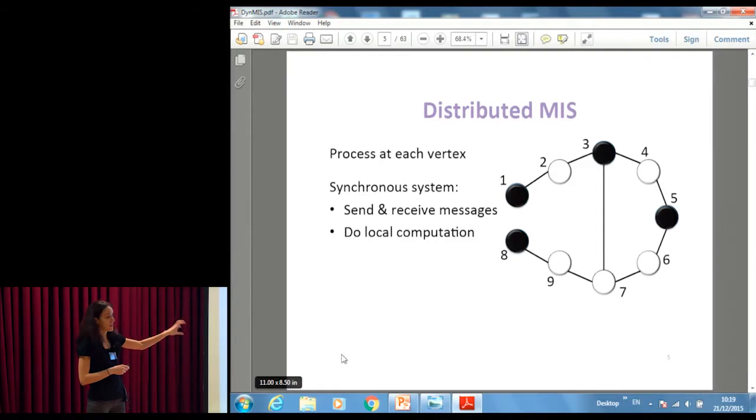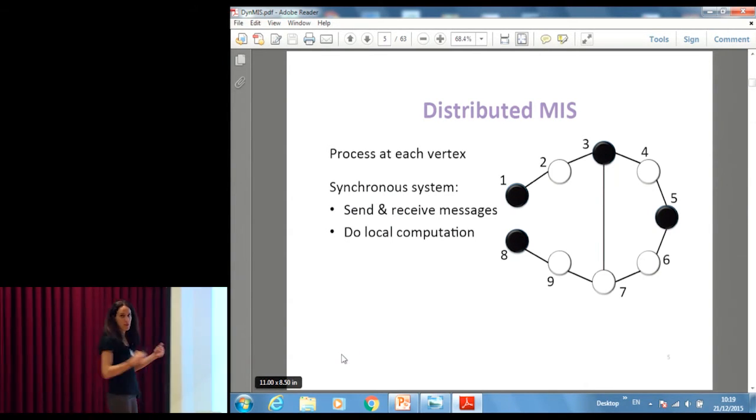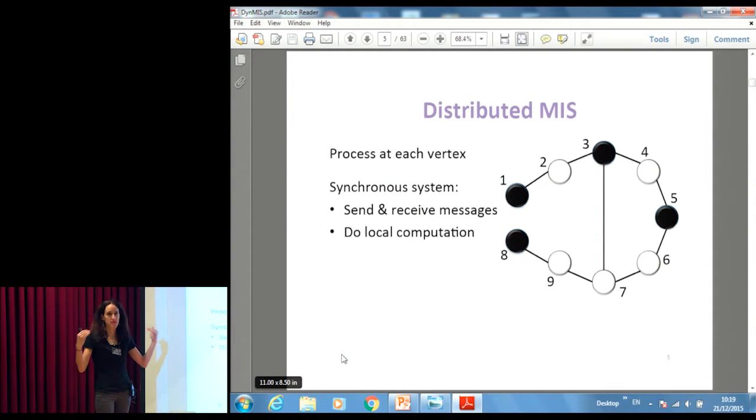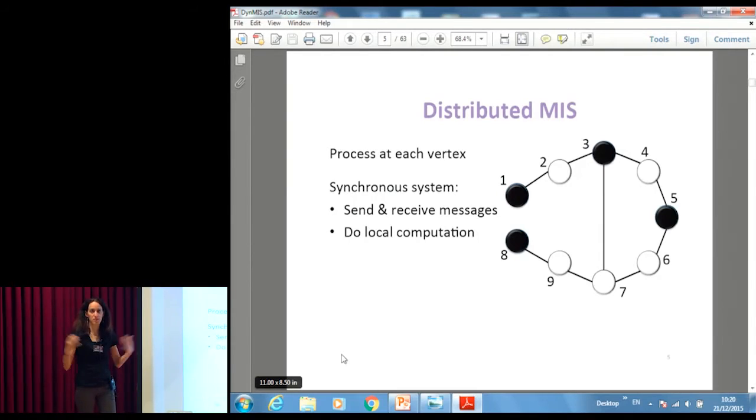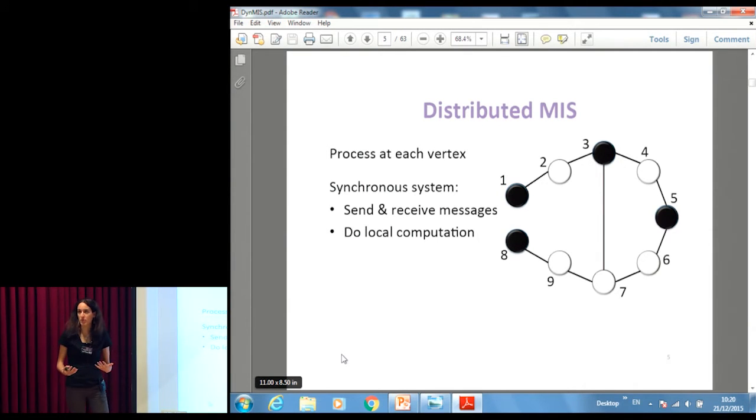At each vertex, I have a process, and the processes communicate with each other by sending messages. It's a synchronous system, so we have rounds, and everyone sees the same global clock. We have round number one, round number two. They're all awake at the same time and see the round numbers. They have the same sense of time. And in each round, we send and receive messages from all our neighbors in the graph, and we do some local computation.